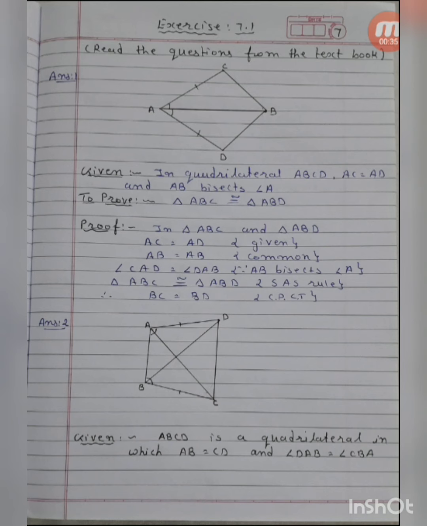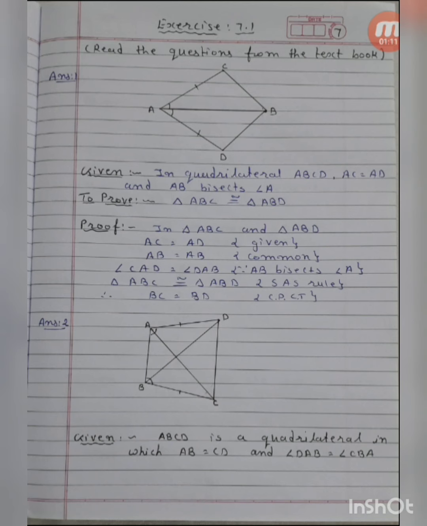In this chapter, when you write the solution, you must write given, to prove and proof. Otherwise, you will not get the full marks. Here the marks are distributed across given, to prove and proof. Now here given, in quadrilateral ABCD, AC is equal to AD and AB bisects angle A. This is the given. Now in the question, after "show that", all these things have to be proved. Here to prove is triangle ABC congruent to triangle ABD.